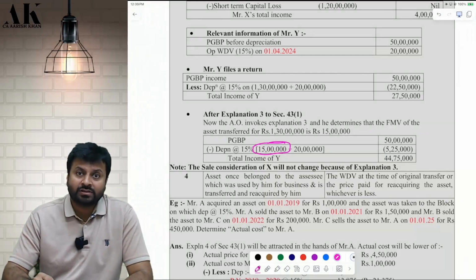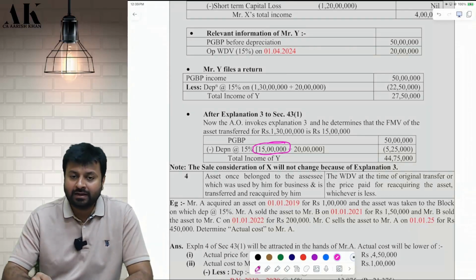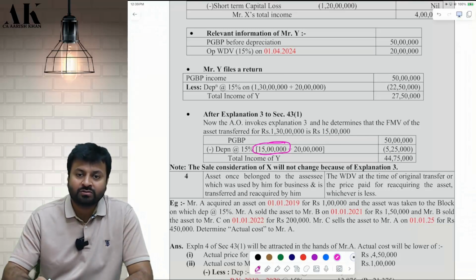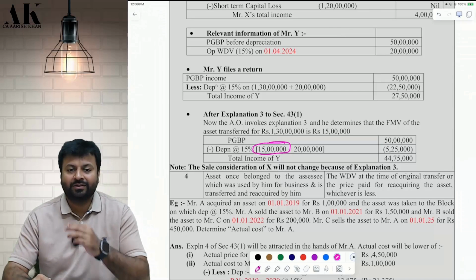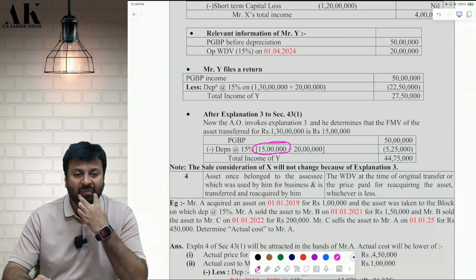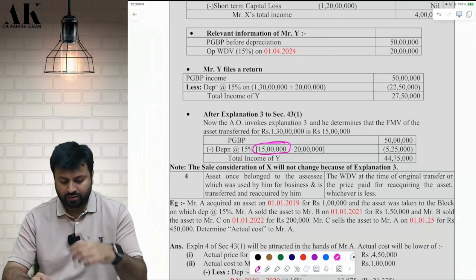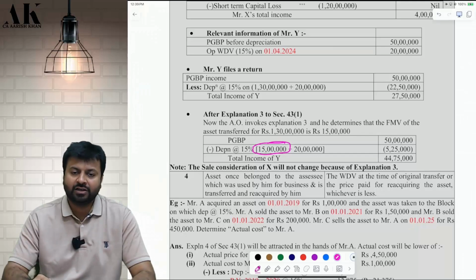A seller can also say, na, if you are changing the buying price of the buyer, you should change the selling price of the seller also. Correct? So the seller will continue to compute capital gain based on the actual selling price, 1.3 crore. Did you understand what I said? Please tell me. Okay. Shall we go ahead with the next explanation?